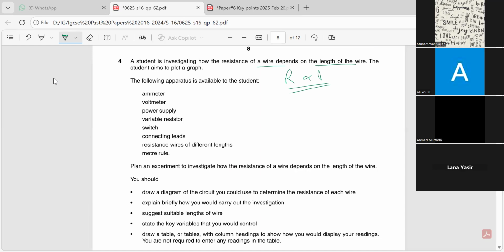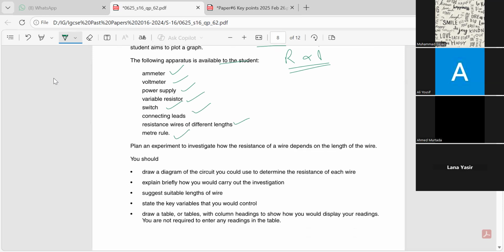The student aims to plot a graph. Now, if the student aims to plot a graph, he should have at least 5 sets of data: 5 readings for the length and 5 different readings for the resistance for every corresponding length, at least. The following apparatus is available to the student: ammeter, voltmeter, power supply, variable resistor, switch, connecting leads. Resistance wires of different lengths are already given, and a meter rule to measure their lengths. Plan an experiment to investigate how the resistance of a wire depends on the length of the wire.